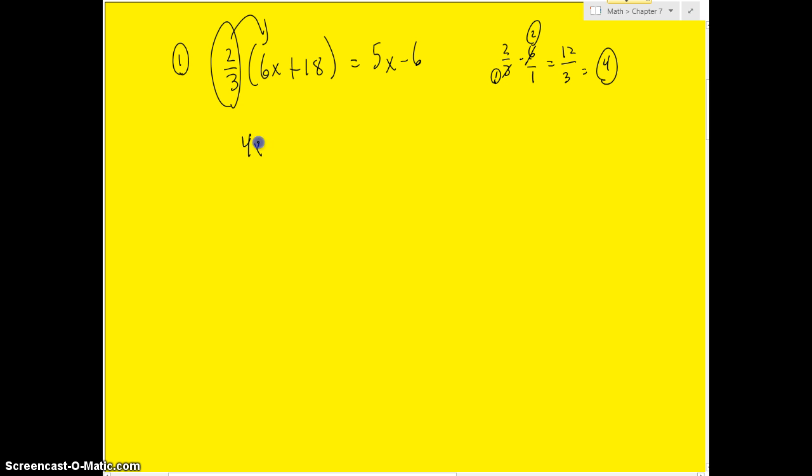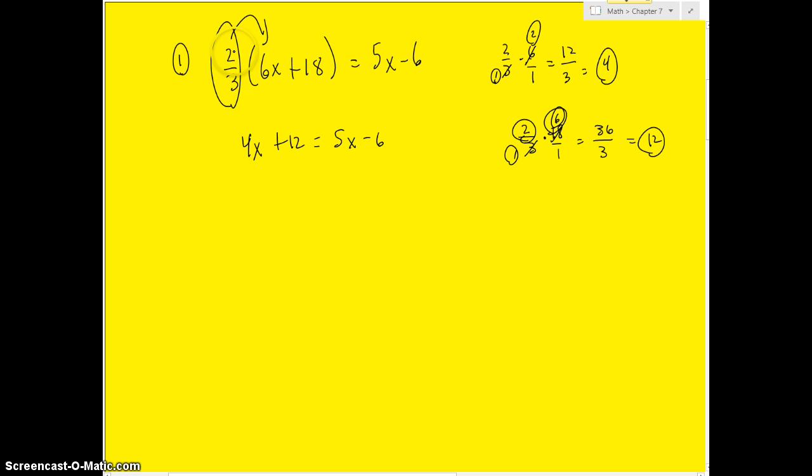So we have 4x. Then we have 2/3 times 18, and we'll do the same thing again. We're just going to separate out over here. If we want to go straight across, we have 36 over 3, which simplifies to 12. Or we could have said 3 divided by 3 is 1, 18 divided by 3 is 6, and then 2 times 6 is 12. So there you have it. We have 4x plus 12 equals 5x minus 6.